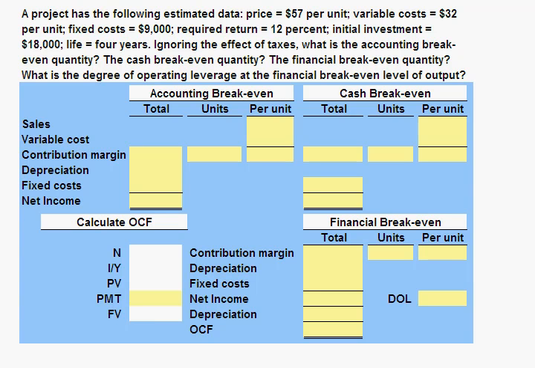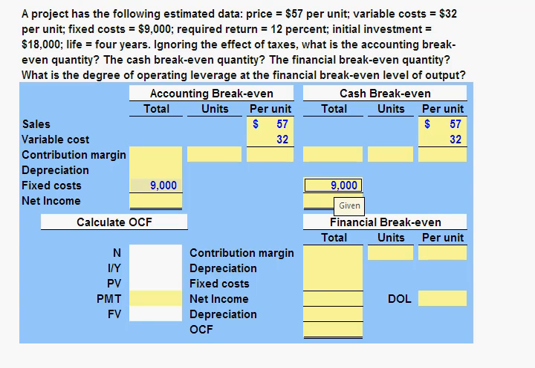A project has the following estimated data: a selling price of $57 per unit, variable cost of $32 per unit, fixed cost of $9,000, a required return of 12%, and an initial investment of $18,000 and a 4-year project life. Ignoring the effect of taxes, what is the accounting break-even quantity, the cash break-even quantity, and the financial break-even quantity?